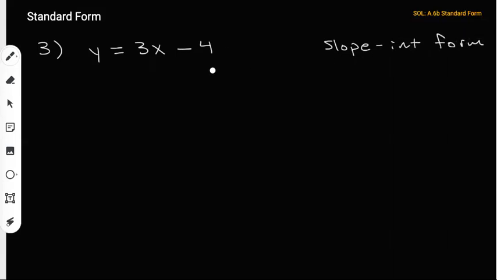I wanted to try all the odds on the classwork, so let's try number 3 now. y equals 3x minus 4. So what I want to do is take this slope-intercept form and convert it to standard form. That means I'm going to have to get the x term and the y term on the same side. So how do I get this 3x over to the other side? Since it's positive, I can subtract 3x from both sides.